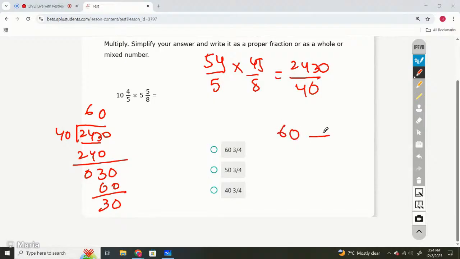The answer is 60 whole 30 by 40. So we can divide both 30 and 40 by 10. So that is 60 whole 3 over 4. Option number 1 is the correct option. If you have any question with the lesson, you can ask if you have any.